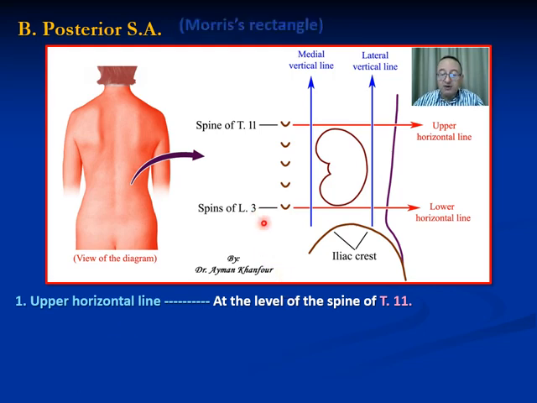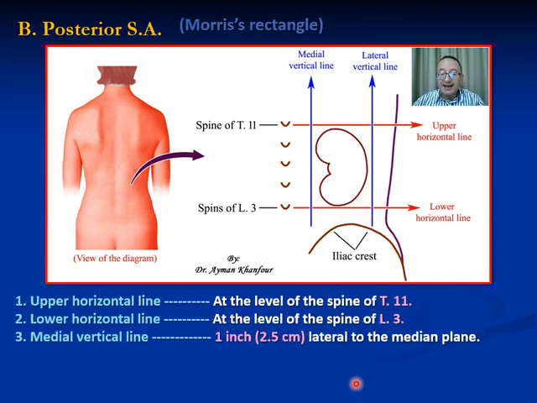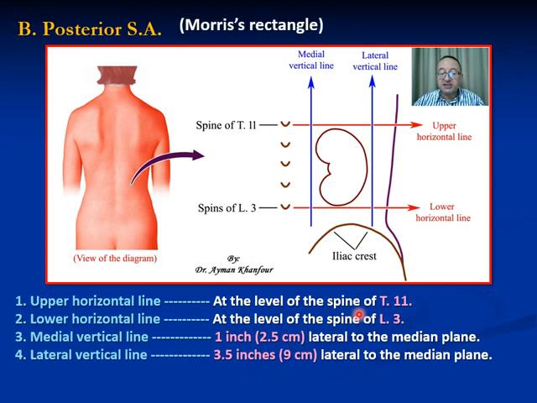What about the lower horizontal line? It lies at the level of the spine of the third lumbar vertebra. Again, I'm repeating, I mean here the spine, not the body. What about the 2 vertical lines? Yes, we have 2 vertical lines, the medial one and the lateral one. The medial one lies 1 inch from the midline, and the lateral one lies 3.5 inches lateral to the midline.